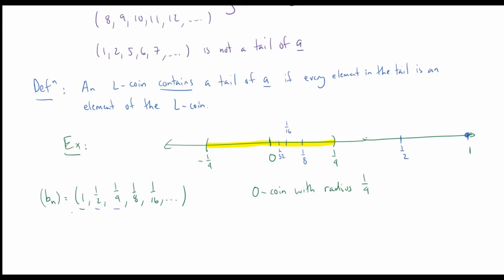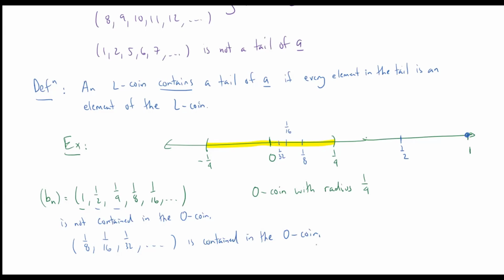So the sequence is not contained in the zero coin, but if I take the tail that starts with 1/8, this is contained in the zero coin.